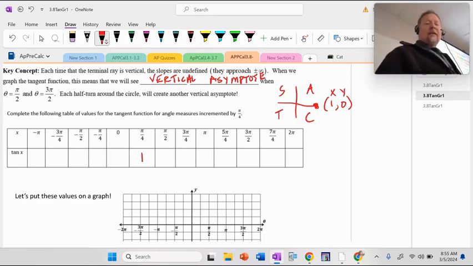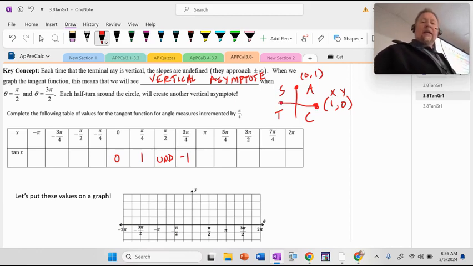And then let's go positive. Pi over 2, that's 0 comma 1, uh oh. What's y over x on that one? Undefined. What happens at undefined? An asymptote. And then 3 pi over 4, that was this value right here, the 45 in quadrant 2. S means sine's positive. That means tan is negative. All right? And then at pi, same thing, but negative 1 comma 0. 0 over negative 1 is 0.